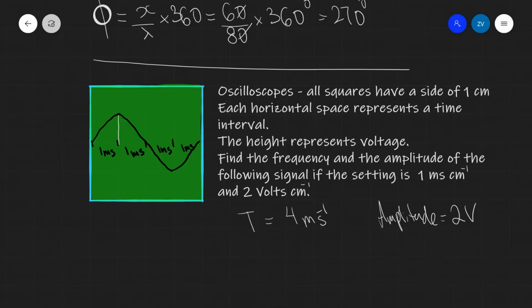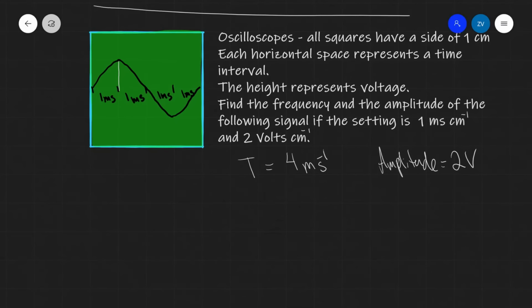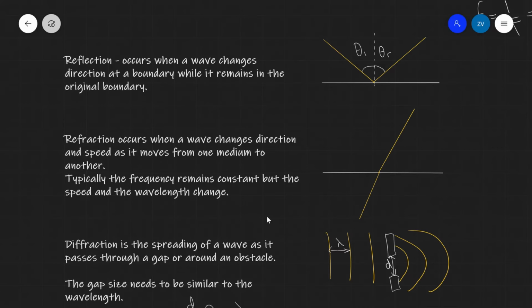Now, given the time period, let's work out the frequency. Our frequency will of course be 1 over the time period, which will be equal to 1 over 4 times 10 to the power of minus 3. And if we were to just put that quickly into a calculator, or using a bit of mental maths, we can work out the frequency is 250 Hertz.